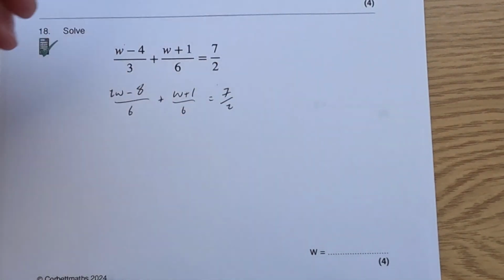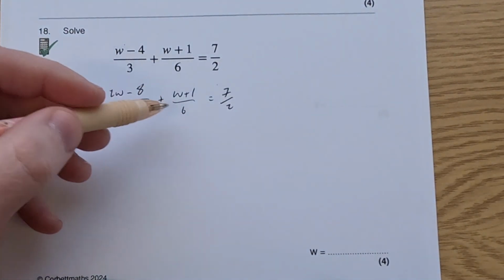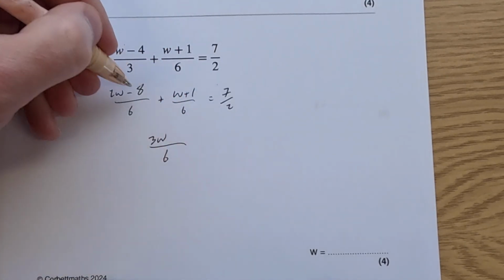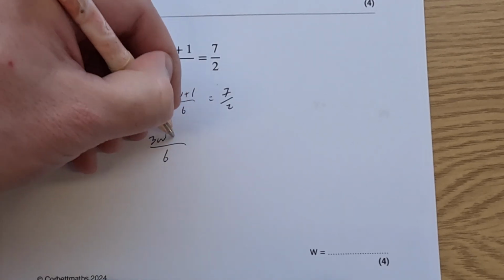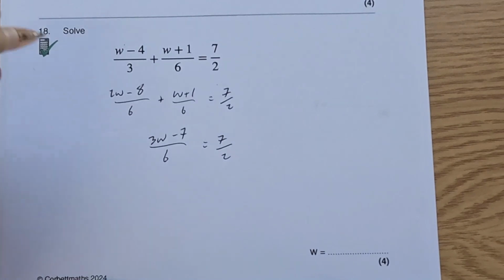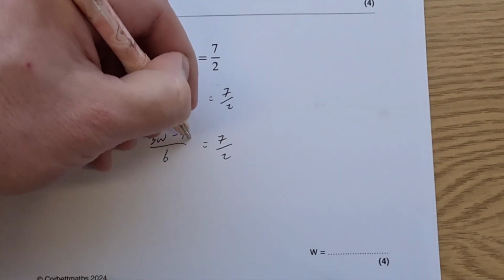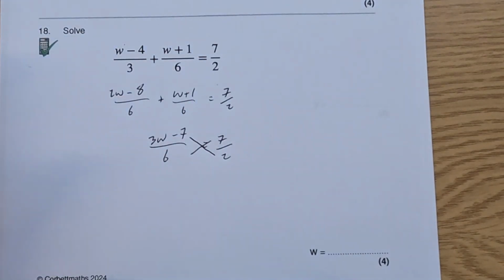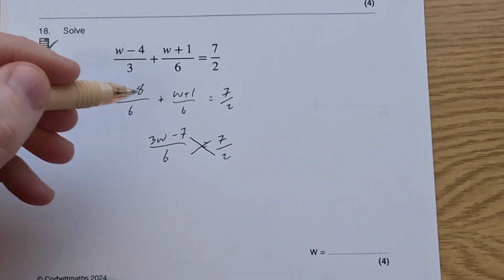7 over 2. Now we've got denominators of 6, that's fantastic. 2w plus w is equal to 3w, and minus 8 plus 1 would be minus 7, and that equals 7 over 2. Now at this point I'm going to use cross multiplication. I'm going to multiply that numerator by that denominator, and that numerator by that denominator, and put them equal to each other. We talked about that earlier on in the video.